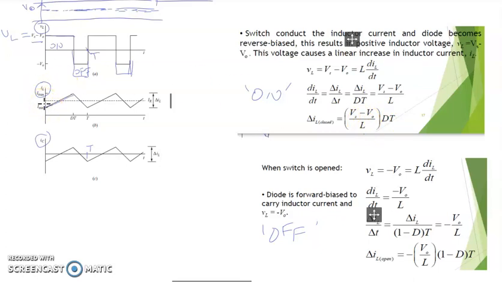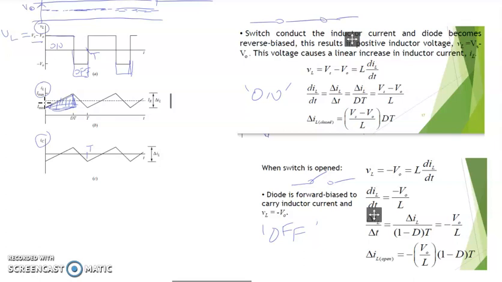Means that the amount of this area is the delta I during the on condition. So what happens during off, when the switch is open, means that off and open. This one is closed, means that when you close the switch. So this one is during off.